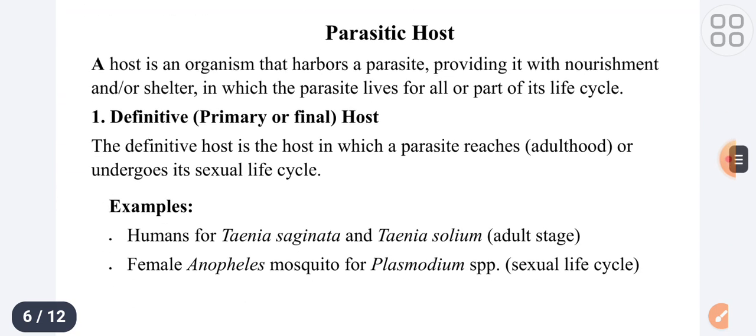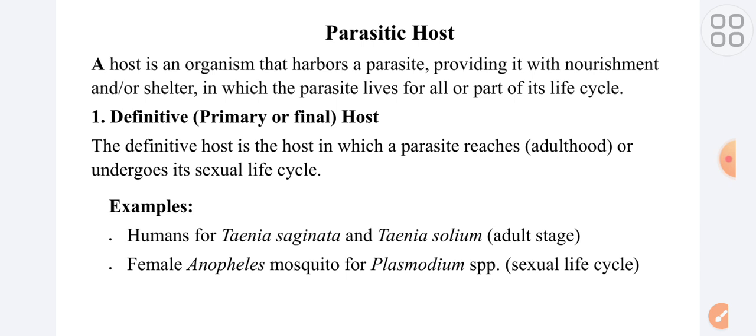We come here to the host. The host is an organism that harbors or accommodates the parasite and provides it with nourishment, that is nutrition, and or shelter, that is space to live in, in which the parasite lives, maybe the whole life cycle or part of it.